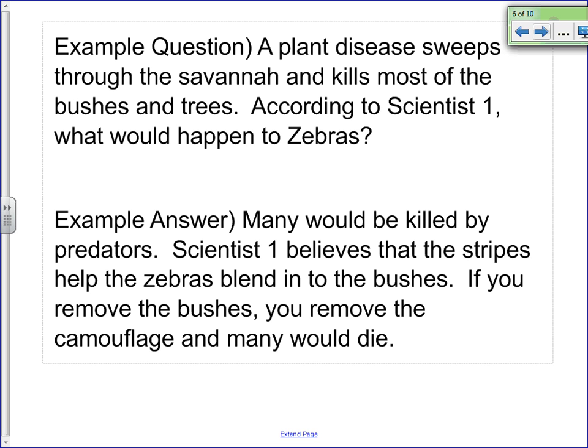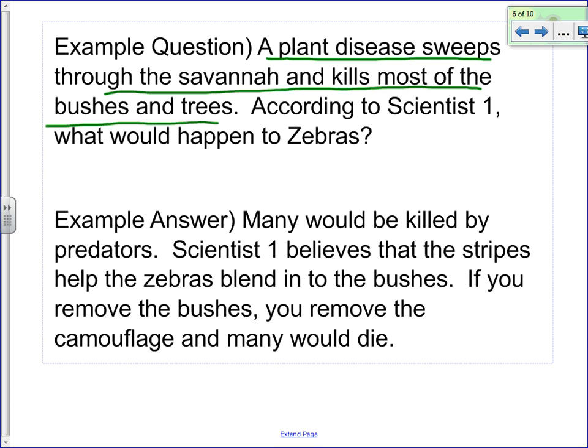First off, what's the new information that they're giving us here? Yeah, so the disease is the new information. All right. And so according to this new information, what don't we have anymore? Yeah, brushes or trees, which relate to camouflage. So according to scientist one, what would happen then if there were no more brushes to hide between? Well, many zebras would be killed by predators.